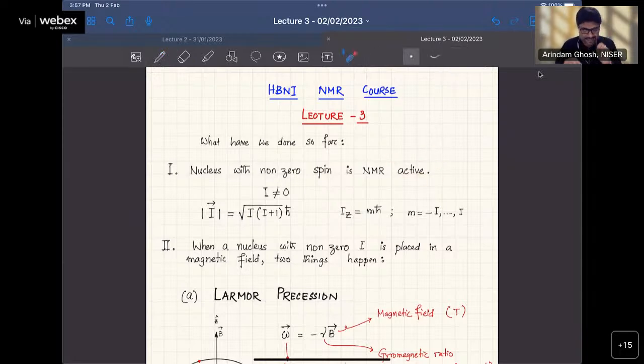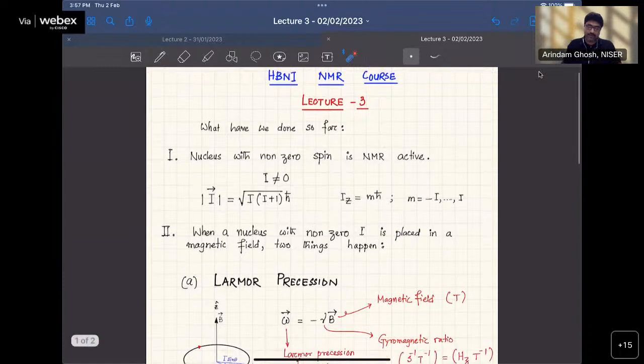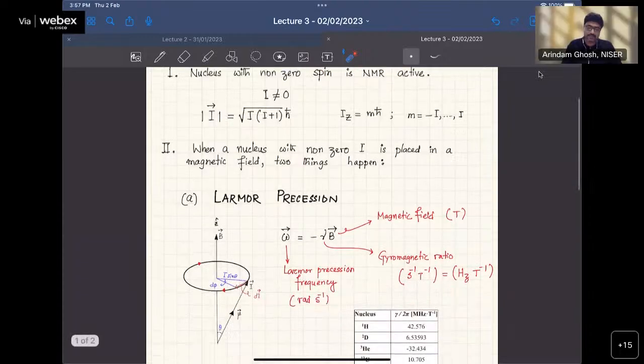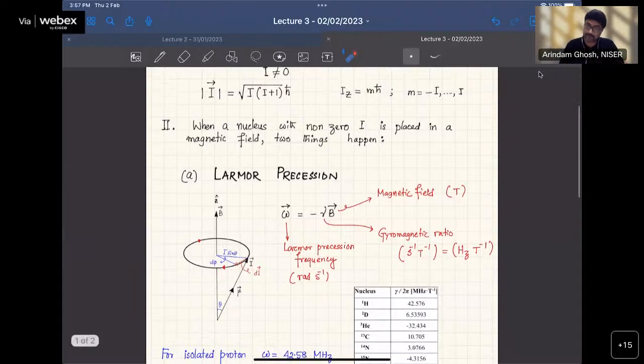Anyway, whatever we have done so far is we have seen this nucleus with non-zero spin, or NMR active. That means we call it I, and I is non-zero. We have seen these two equations many times, the value of I and the Z component. Last class we primarily saw that if we keep a nucleus which has non-zero spin inside a magnetic field, two things will happen, which we have covered. Very quickly I'll go through them, just reminding you.